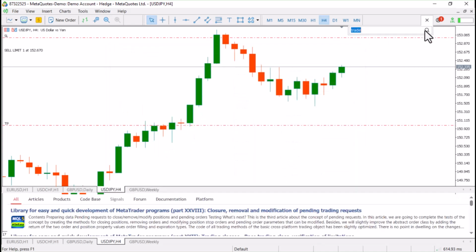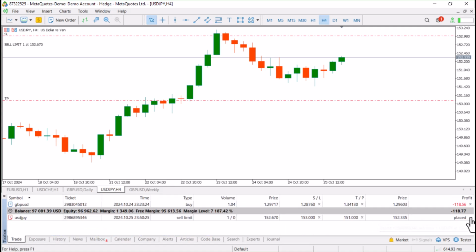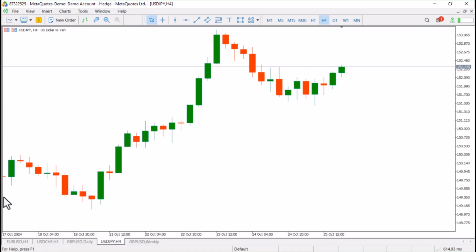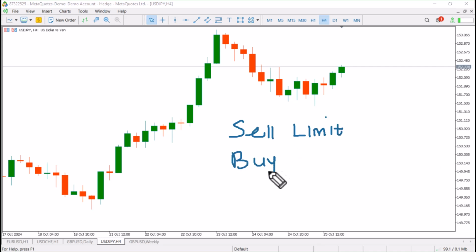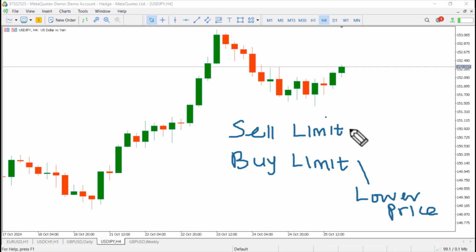Now let's wipe this out. So we go to the trade and then we wipe this out. Okay, now let's talk about stop order. We've discussed sell limit, and we've discussed buy limit. Buy limit helps us to buy at a lower price level, lower price, right? And the sell limit helps us to sell at a higher price level. That is a summary.